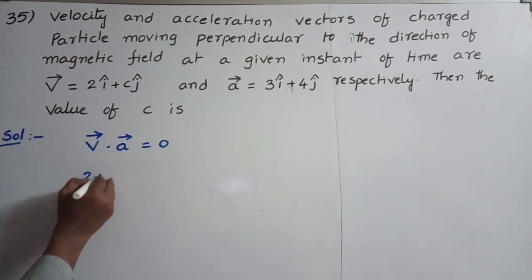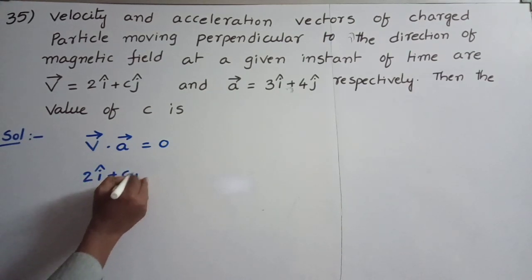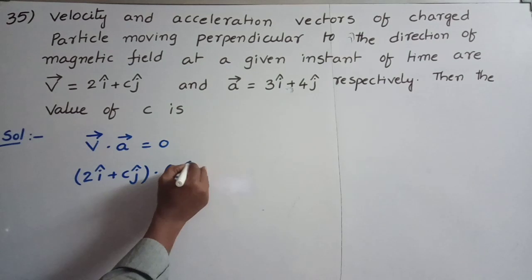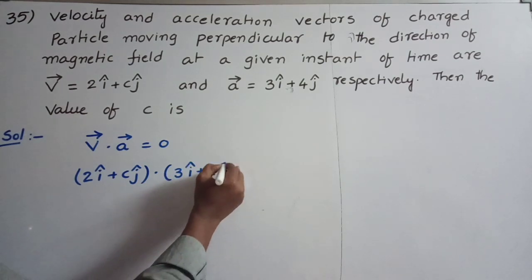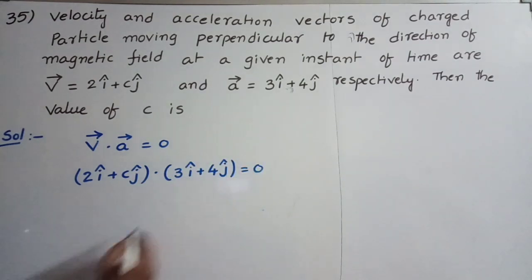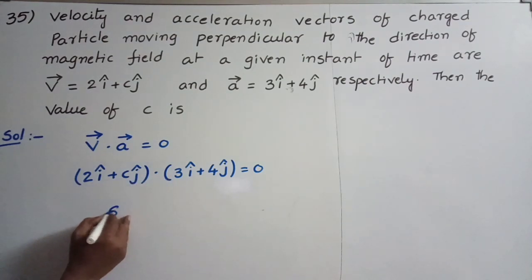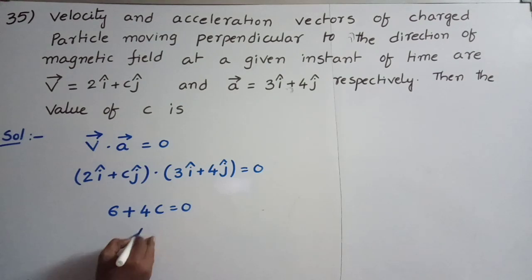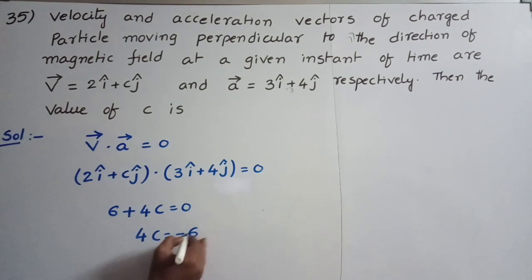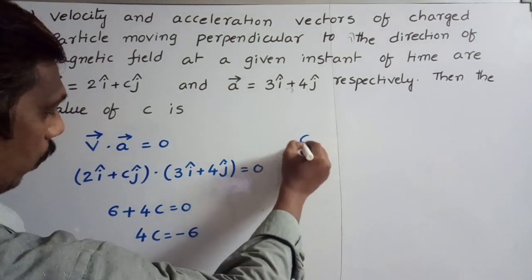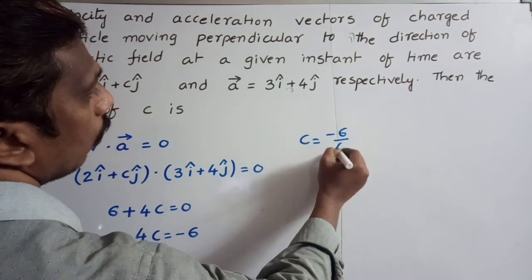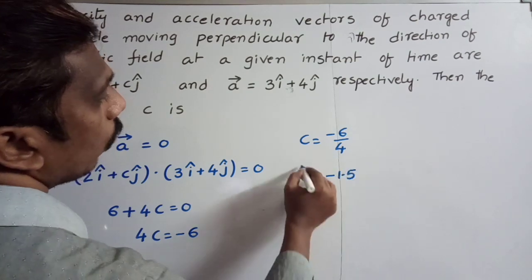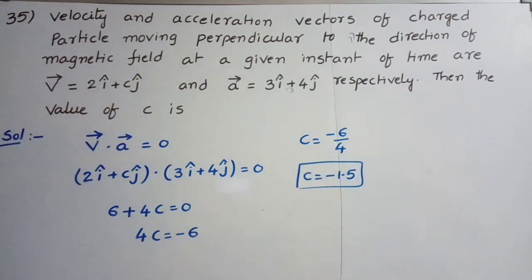From this we can write 2i cap plus c j cap dot 3i cap plus 4j cap is equal to 0. 2 threes are 6 plus 4c is equal to 0. From this, 4c is equal to minus 6, c is equal to minus 6 by 4. Then we get c is equal to minus 1.5.